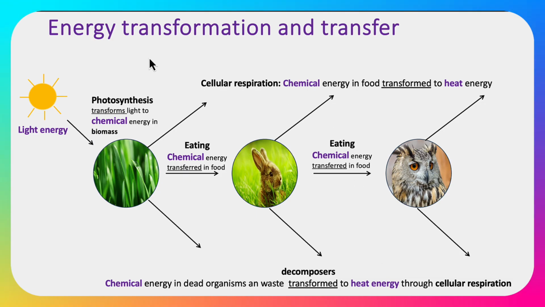The take-home message here is transformations are when we change the form of energy, so for example from light energy to chemical energy, or from chemical energy to heat energy. And energy is transferred when it stays in the same form. For example, in the organic matter, that biomass that gets passed from one level of the ecosystem to the other.